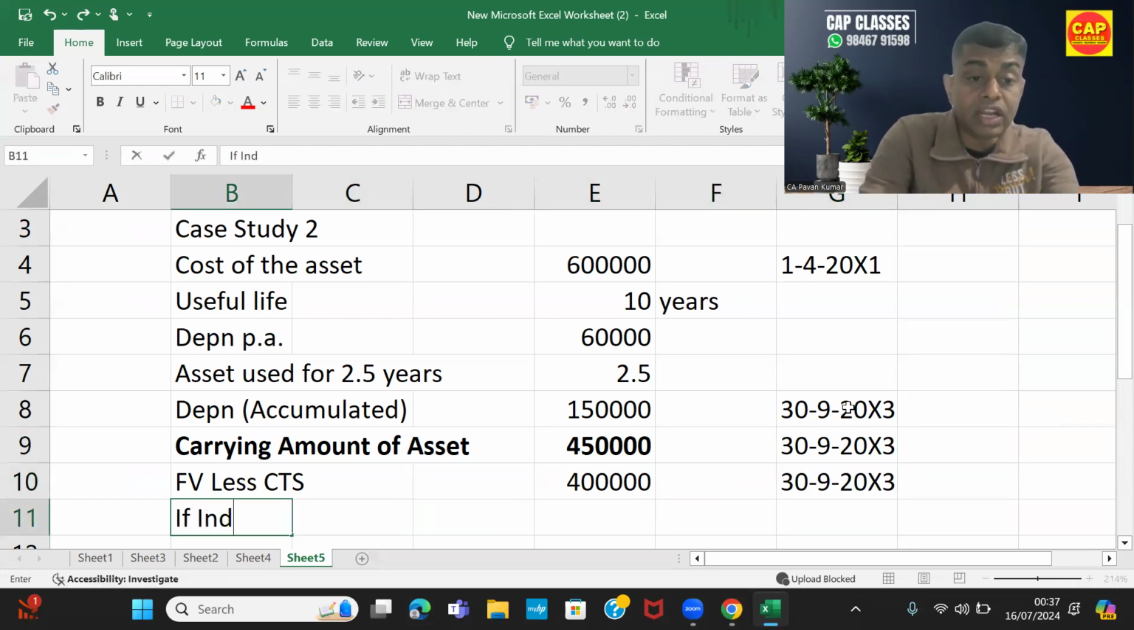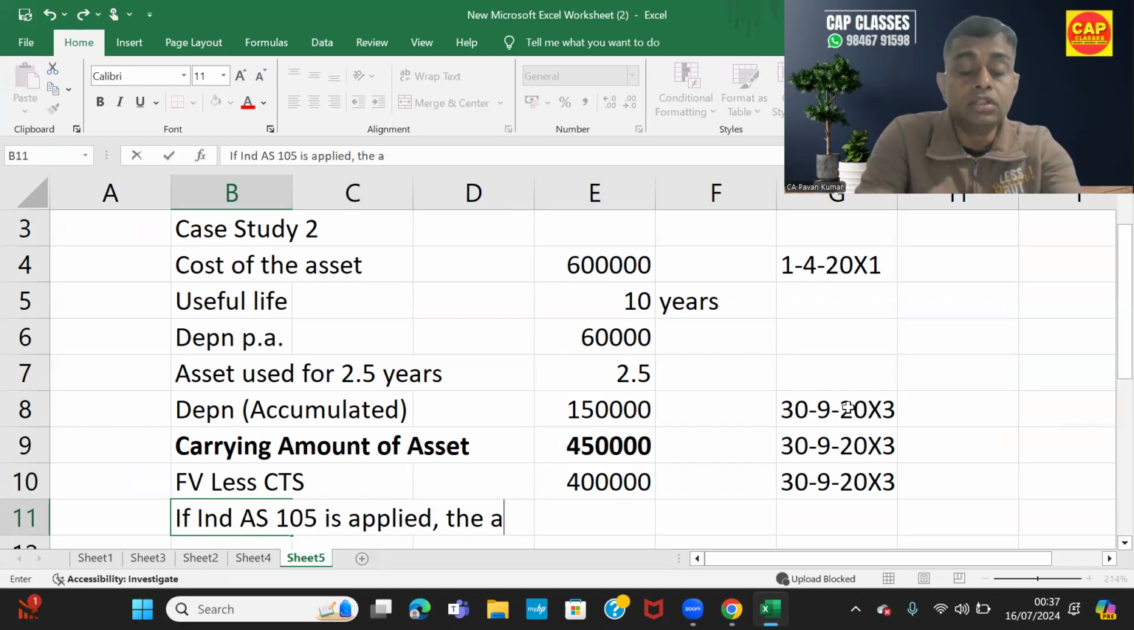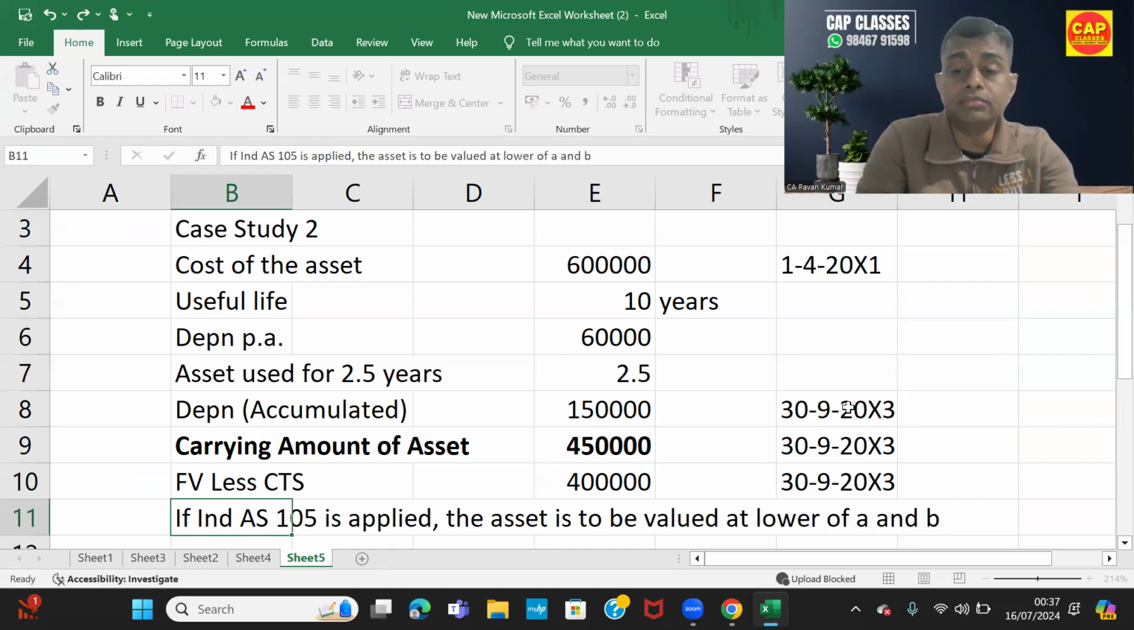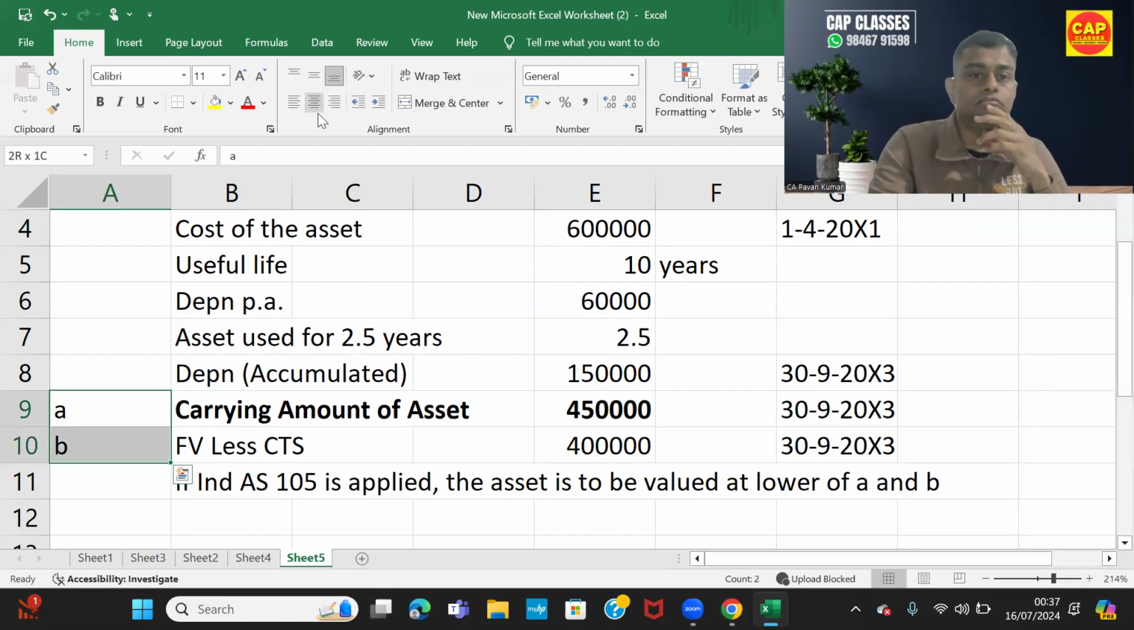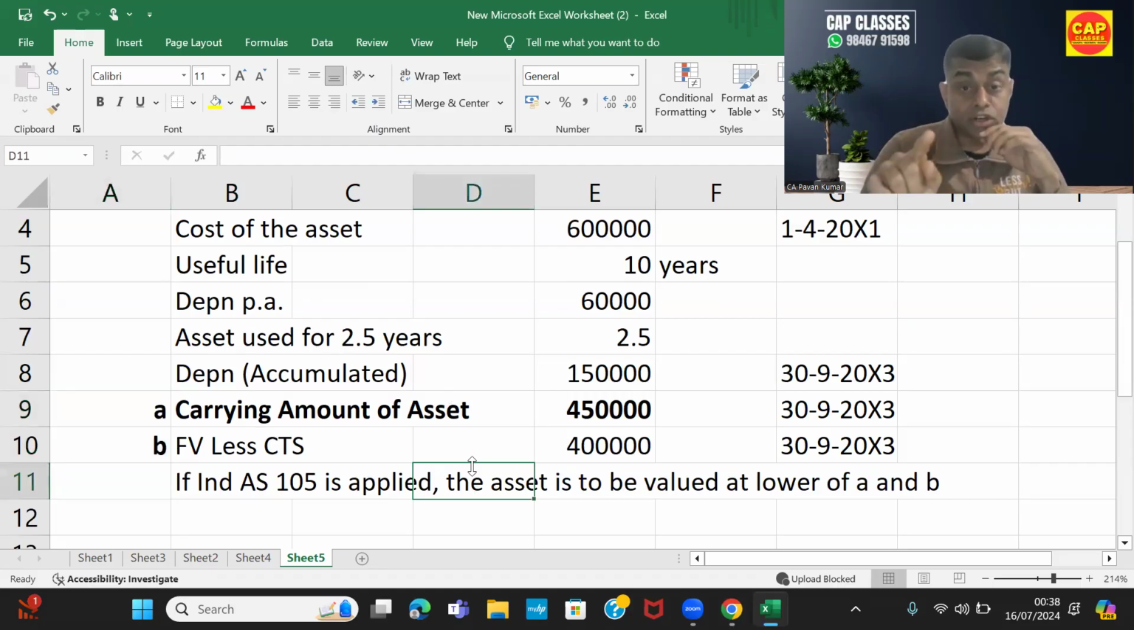So, if Ind AS 105 is applied, the asset is to be valued at lower of A and B. What is A? This is A. What is B? This is B.